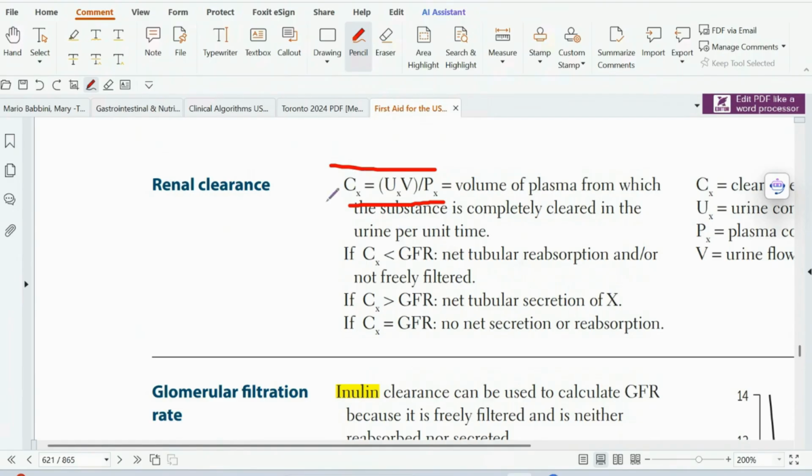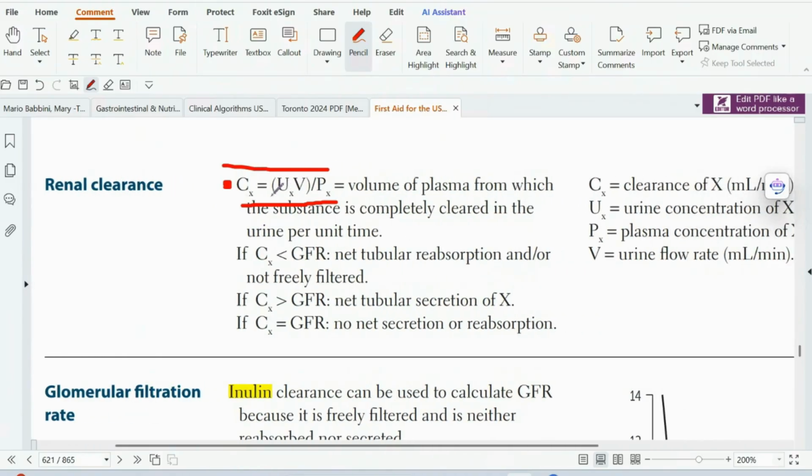If they ever ask for renal clearance, it will equal this: C is equal to U times V, divided by plasma concentration. That means urine concentration times volume of urine, divided by plasma concentration. So it makes intuitive sense now, how this thing came up. That will help you remember it.